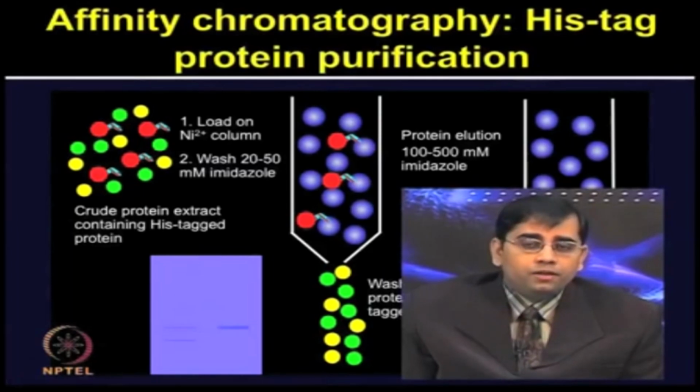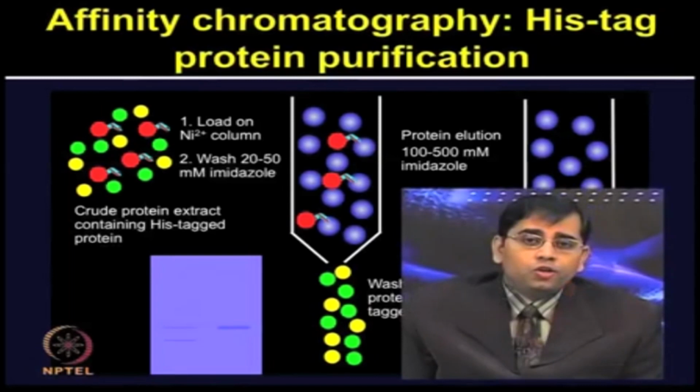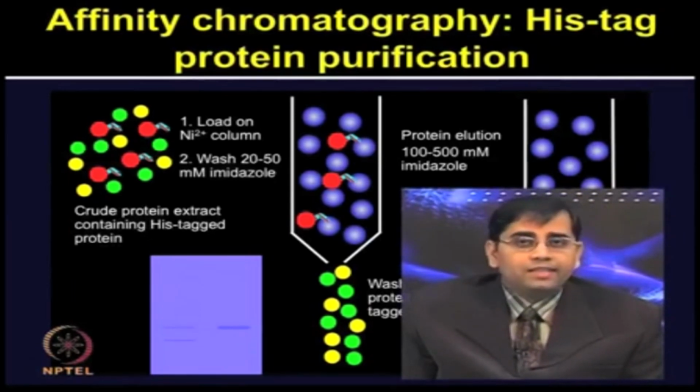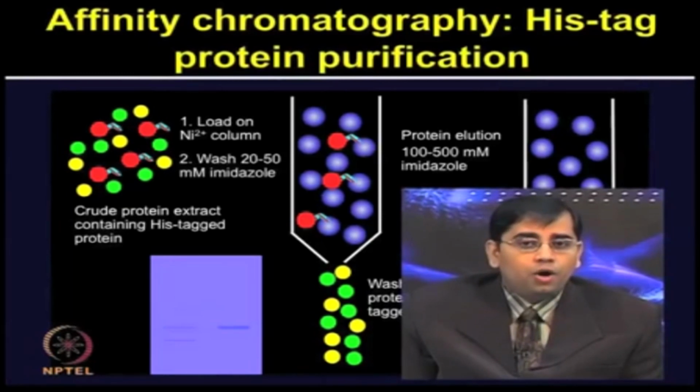Now, after washing with a mild imidazole concentration, such as 20 to 50 millimolar, unbound residues will come out, but by increasing the concentration, such as 100 to 500 millimolar of imidazole, the proteins can be eluted out. The effectiveness of protein purification should be further assessed on SDS-PAGE gel, where one needs to see whether one pure band is shown or even some contaminating bands are also seen.